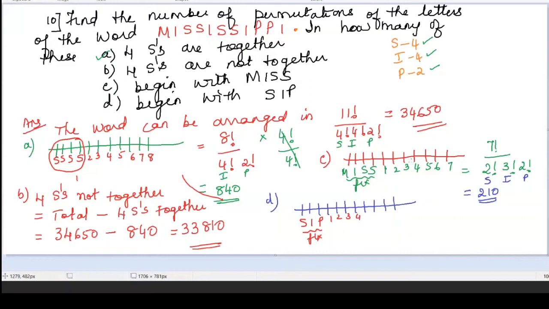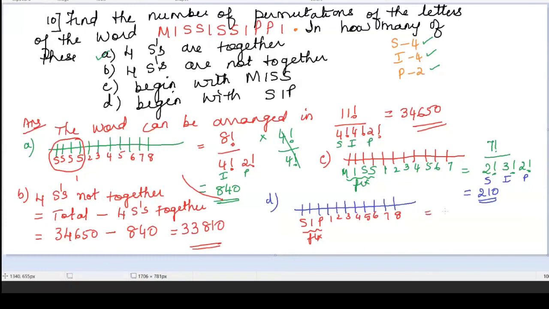Same way with the D question here. SIP is fixed. Forget about that. You are just worried about who is there afterwards. So here it is 1, 2, 3, 4, 5, 6, 7, 8. So now attempt this question.